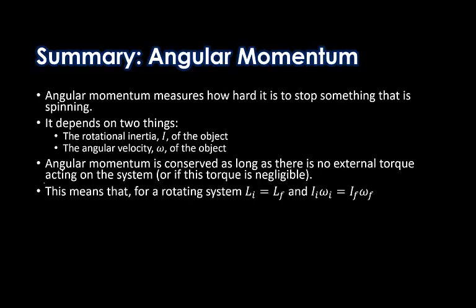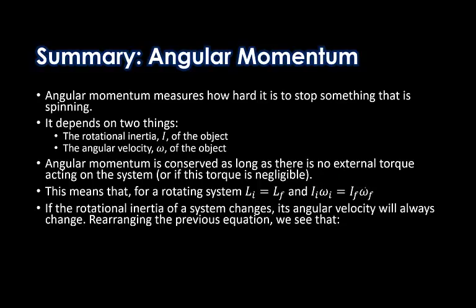This means that for a rotating system, the initial angular momentum is equal to the final angular momentum, or, in other words, the initial rotational inertia times the initial angular velocity must be equal to the final. So this means that if the rotational inertia of a system changes, then its angular velocity will always change. If we rearrange the equation, this is a useful form to know. If we want to figure out what the final angular velocity of an object will be, then we can just take the initial rotational inertia divided by the final rotational inertia and multiply it by the initial angular speed, and that will give us our new angular speed.